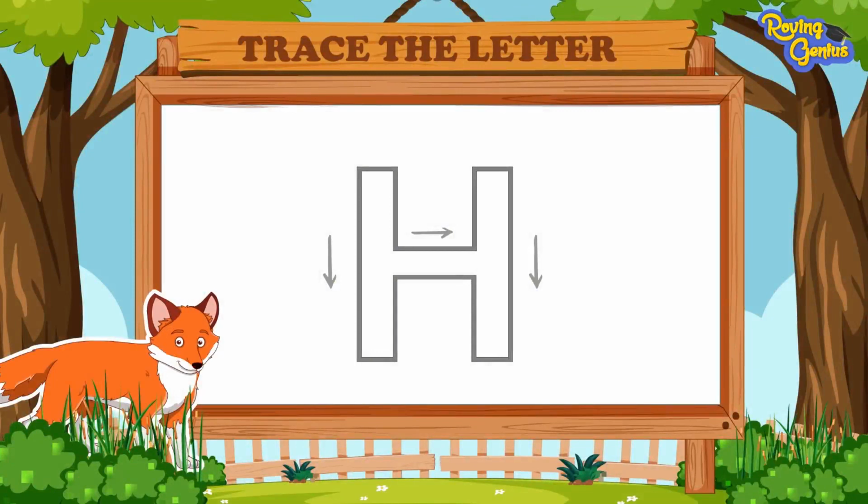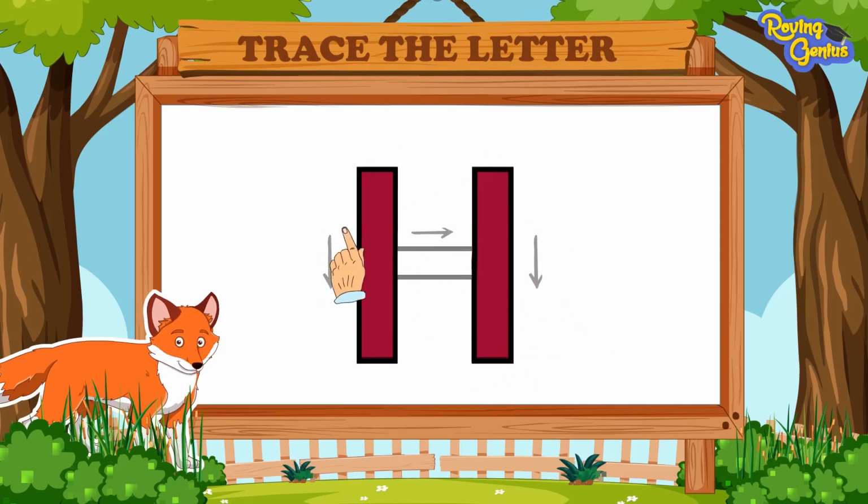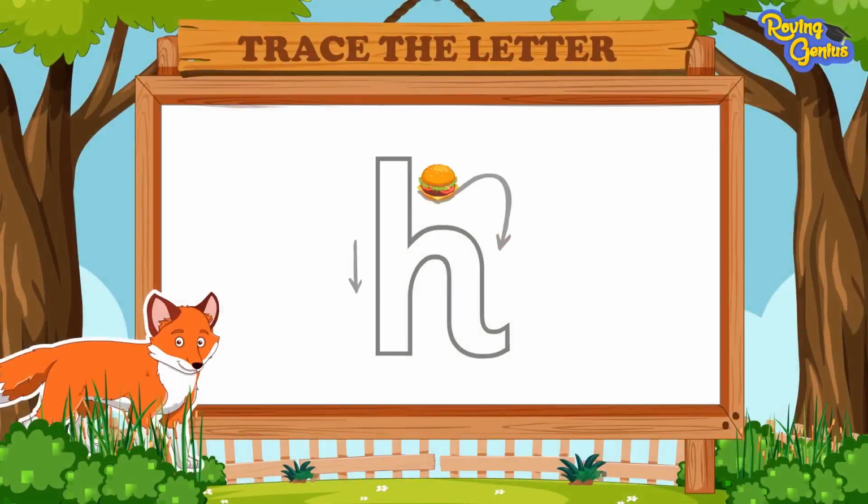Let's learn how to trace H with these fun rhymes. Make two lines, high to low. Connect the lines so they can say hello. First start high, then take a jump. Little H has a little hump.